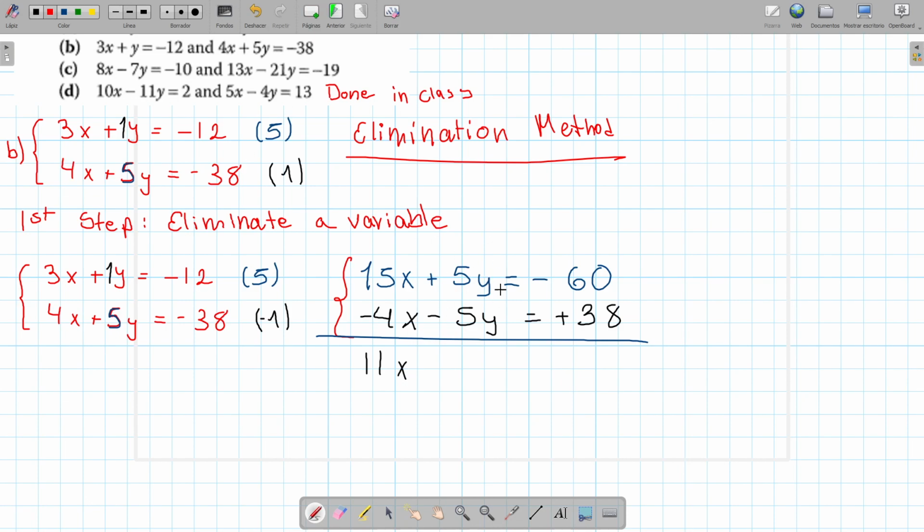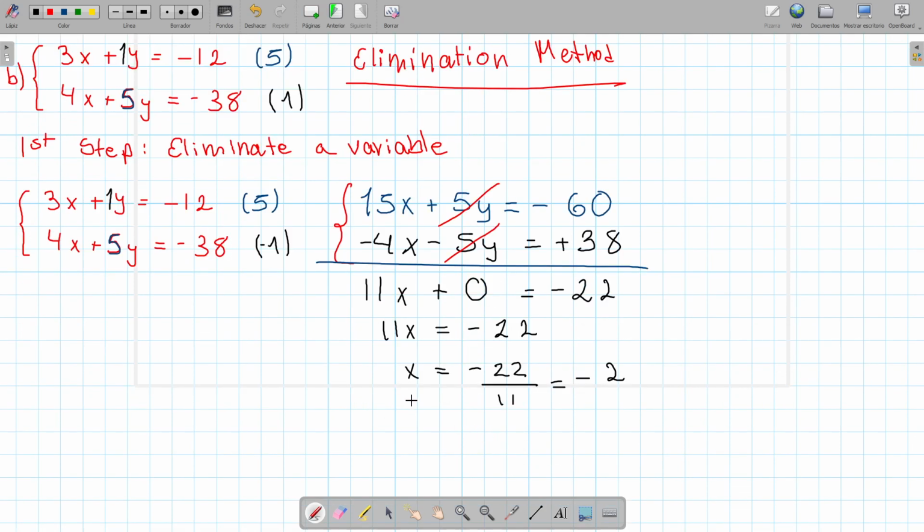Here, what is going to happen is that the y terms will go away. I will have 0, and minus 60 plus 38. It will be minus 22. The answer we have is 11x equals minus 22. X equals minus 22 over 11. So we have minus 2 as an answer.